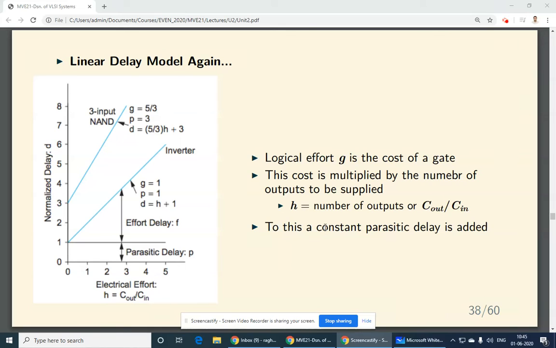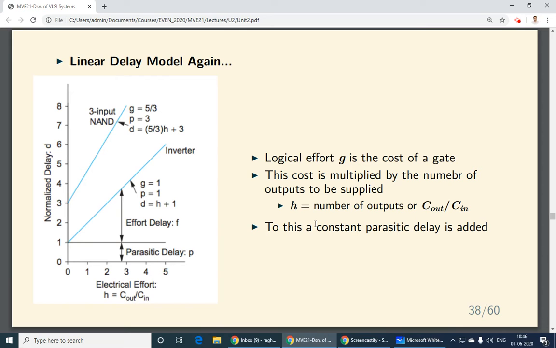Okay, so let us continue with the linear delay model. Just a quick look at what we have been doing so far. It is the last delay model for this unit, also called the linear delay model, and the equation is delay d equal to g into h plus p.